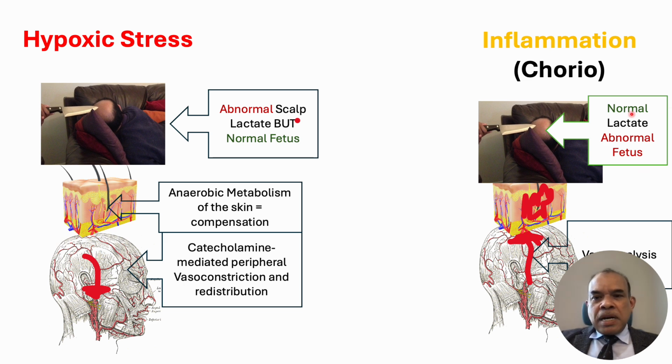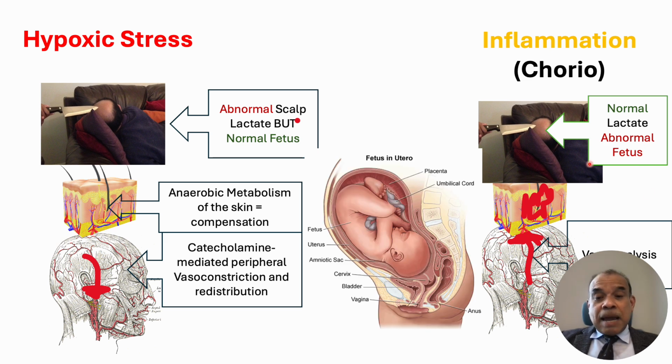So you will have normal lactate and normal pH in chorioamnionitis if you do a fetal scalp sampling, but it's an abnormal fetus that is going to collapse and die.